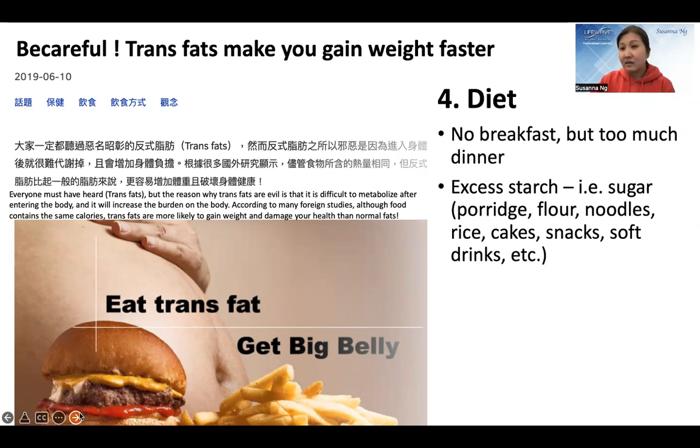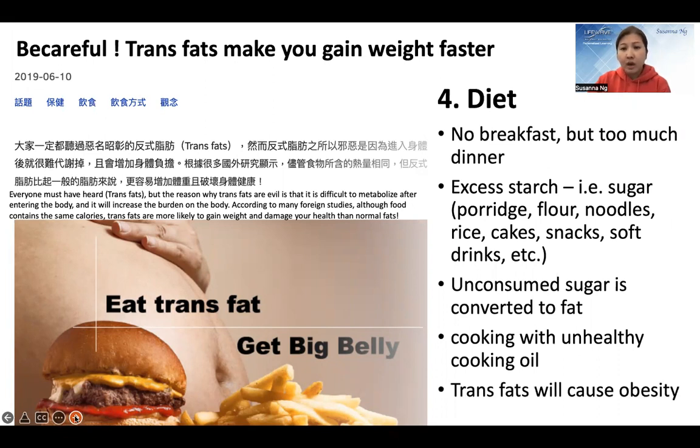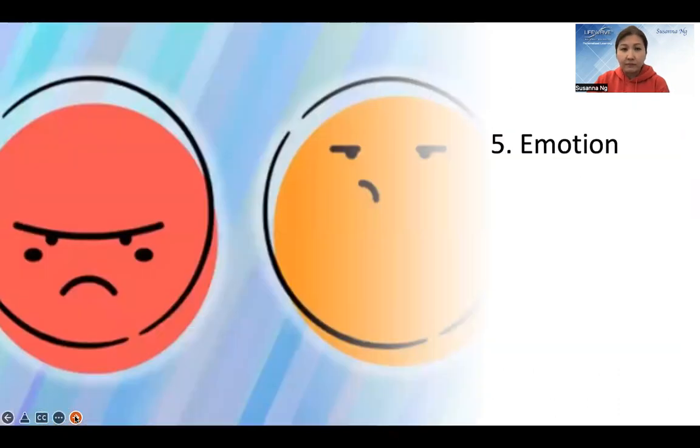And excess of things such as sugar, porridge, flour, noodles, some cake and some baked products and some soft drinks, so it will let us absorb too much sugar and high carbohydrate. Also, unconsumed sugar is converted to fat. Cooking with unhealthy cooking oil, we did mention before, a lot of oil actually will transform as fat in our body, and it also causes obesity.